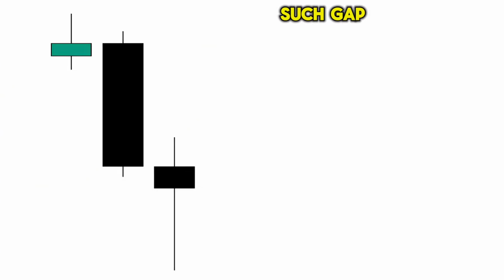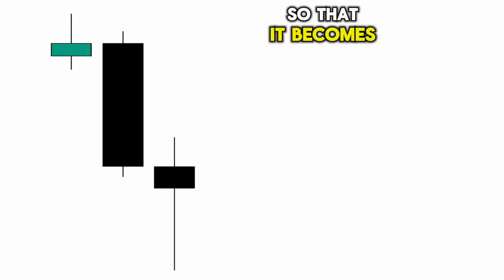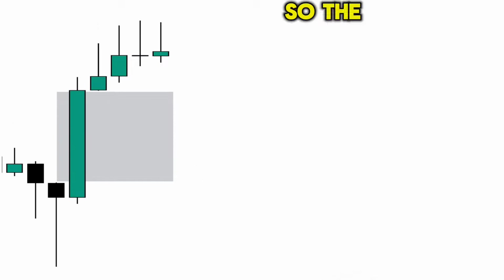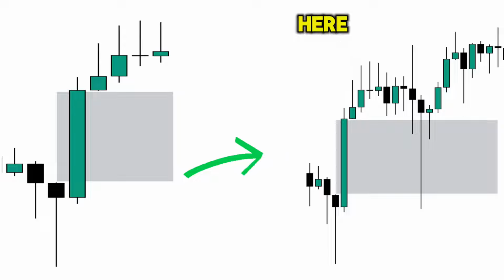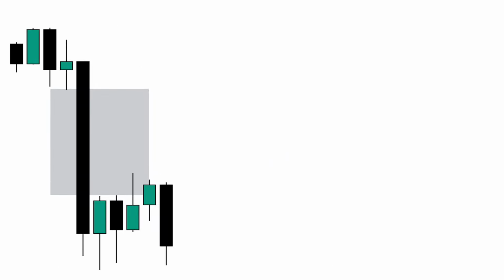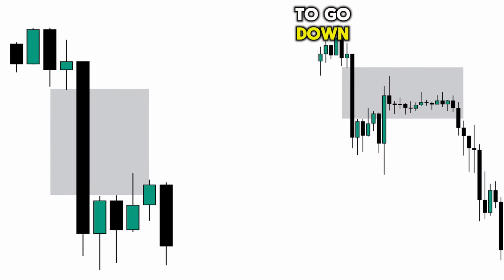Now when you see such gap on 4-hour, you have to wait for this gap to be inverted so that it becomes inverse fair value gap. What do I mean by inverted gap? So the thing is, when we get such gap, the price is expected to go up from here, and when we get this type of gap, the price is expected to go down. One is a bullish gap and one is a bearish gap.